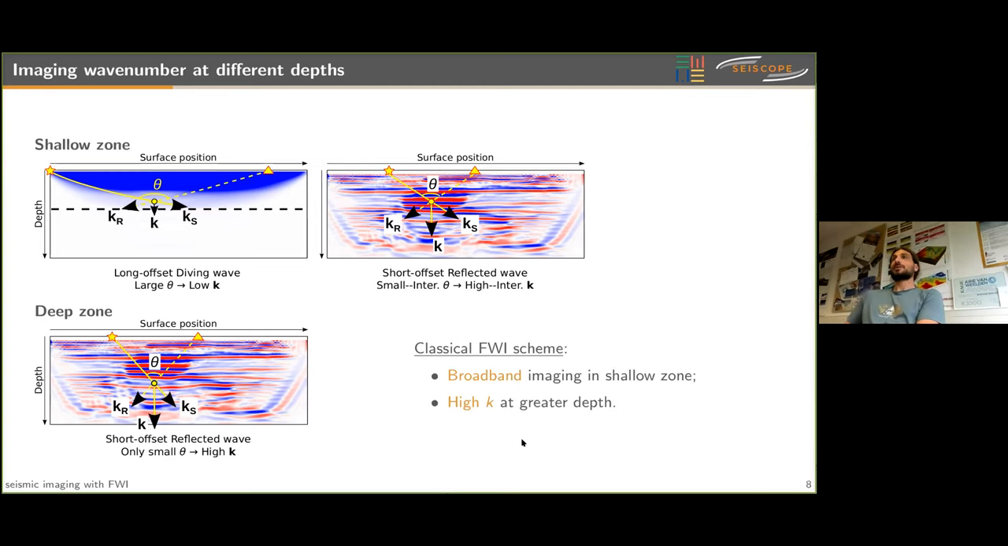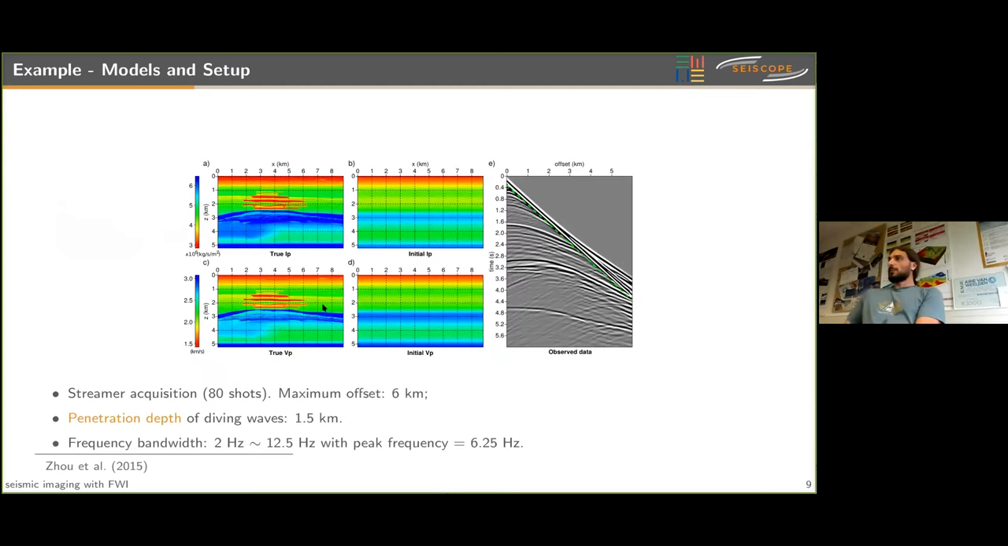What happens if we launch an inversion like that? I will show you an example here based on a 2D synthetic case, but the principle is the same for any 3D and more complex cases. We consider a streamer acquisition on this target here, which is composed of sediment, a reservoir, and some lower velocity anomalies here, which represent gas.